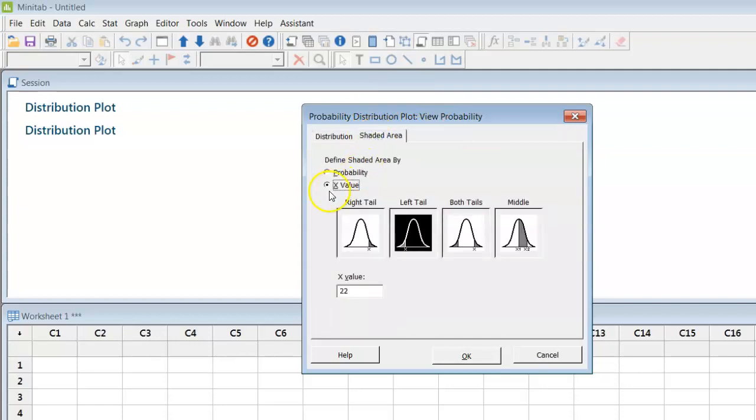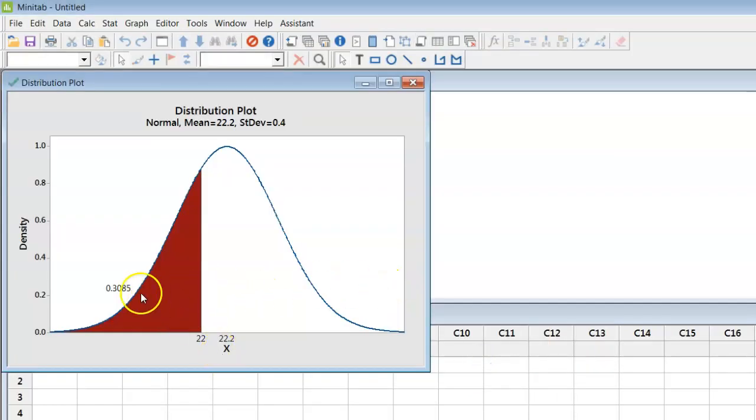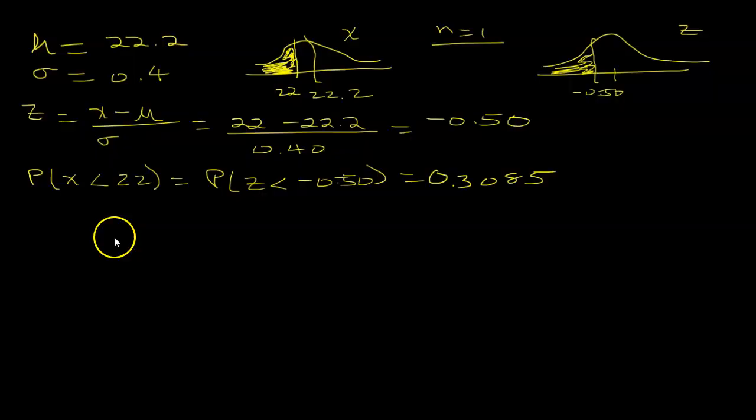I go to the shaded area, and I'm plugging in an x value. I want the area in the left tail, and I want to know what's the area to the left of an x value of 22 grams. And here it is. I get exactly the same answer, 0.3085, as if I was using the tables. Now, in the second part of the question, we're being told that we're picking boxes of 24 bars.